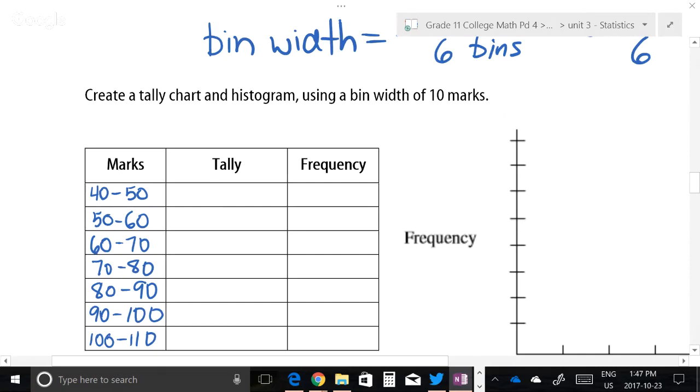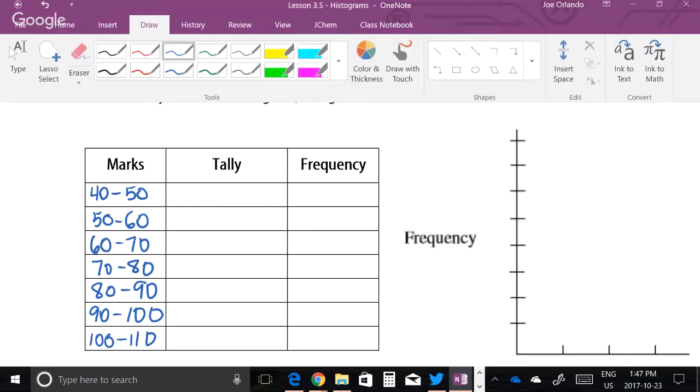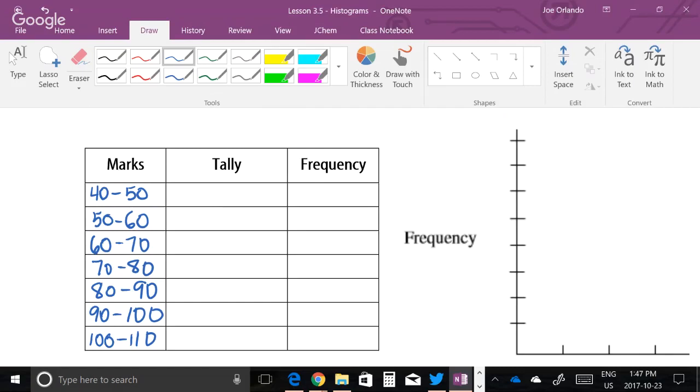Now, you can decide for yourself which side you want that whole number to fall on. Does that make sense? It's up to you, and you just have to be consistent. In this case, I want the number 50 to land in the 50 to 60 bin. Does that make sense? And I want 60 to land in the 60 to 70. In other words, I want that number included.